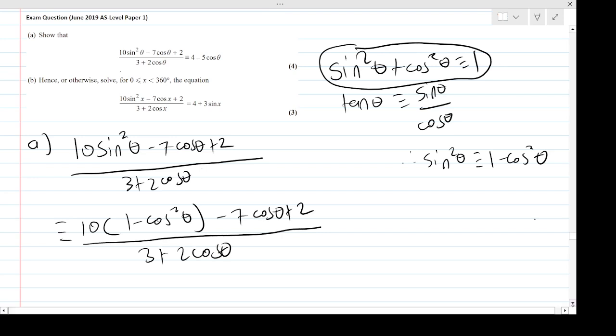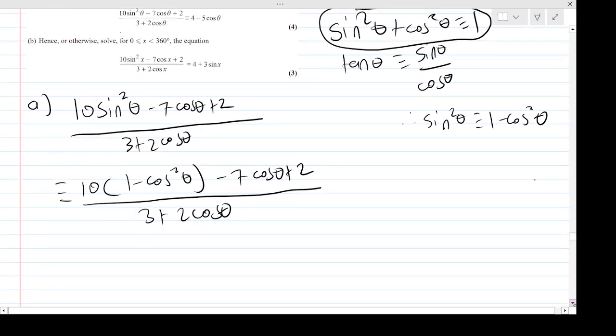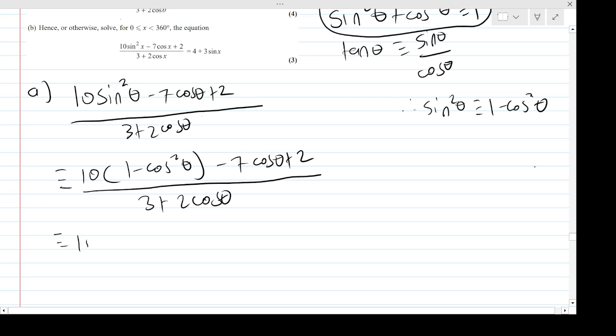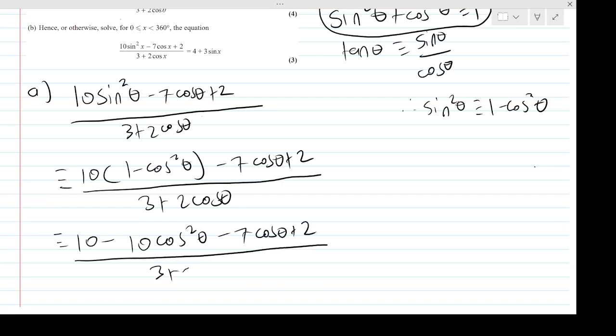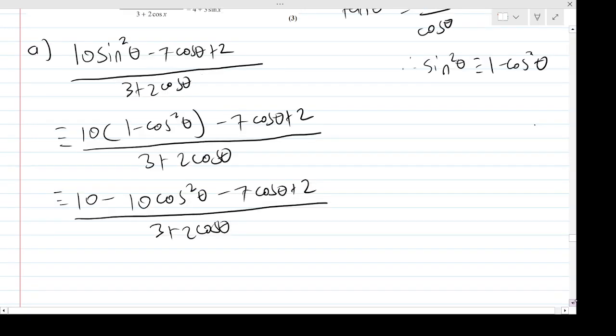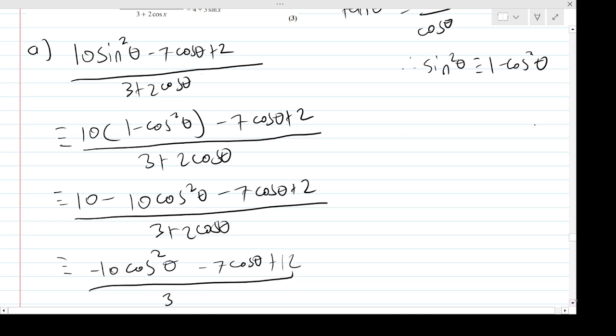Cool. And if I expand that all out then, I get 10 minus 10 cos squared theta minus 7 cos theta plus 2 over 3 plus 2 cos theta. And I can collect the like terms, right, on the top. So I have minus 10 cos squared theta minus 7 cos theta, and then 10 add 2 is plus 12, right, over 3 plus 2 cos theta.